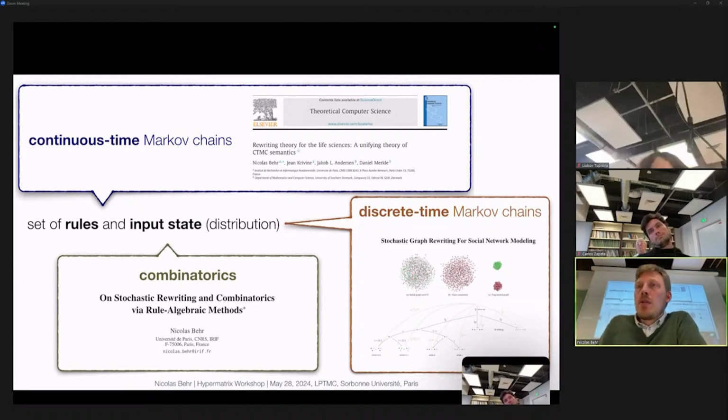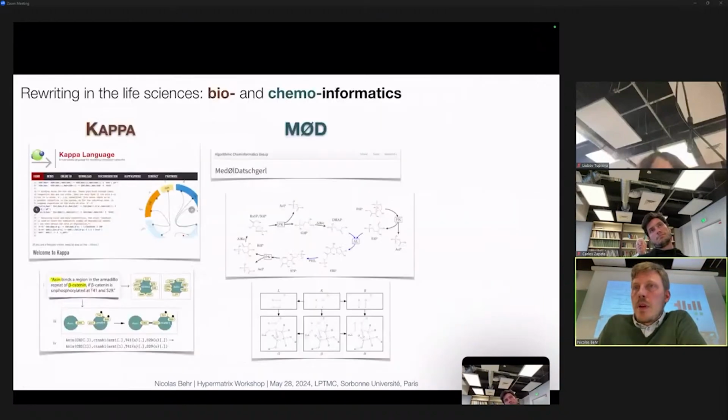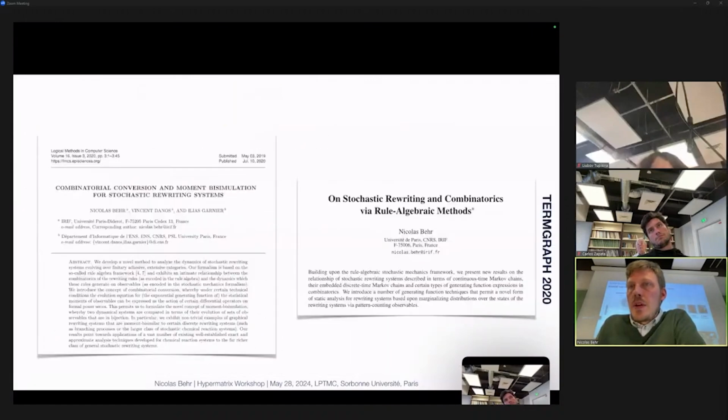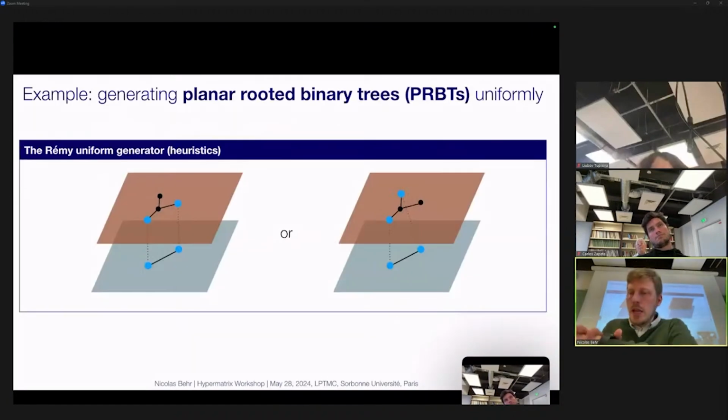And then there's combinatorics. And again, let me maybe just jump to the last. Can I have 5 minutes?